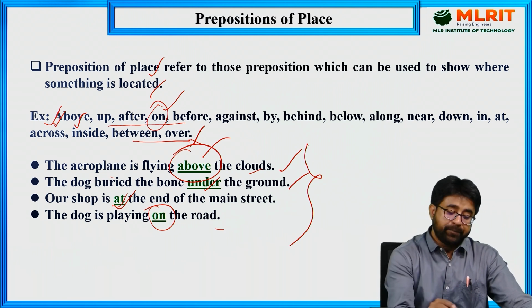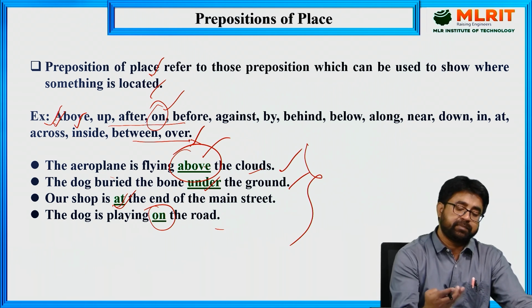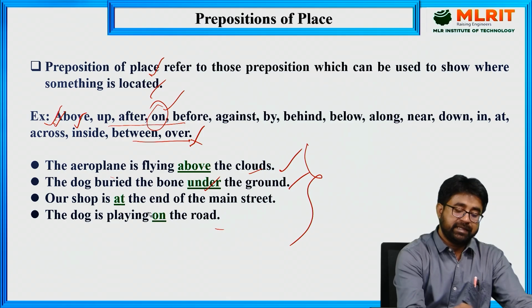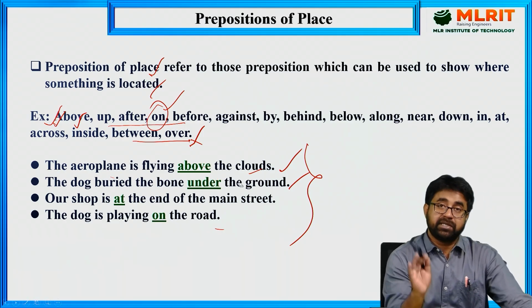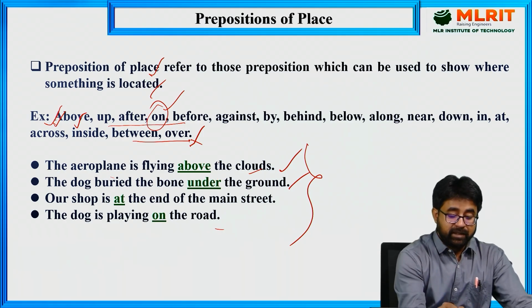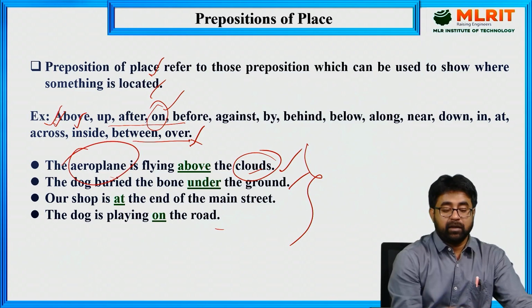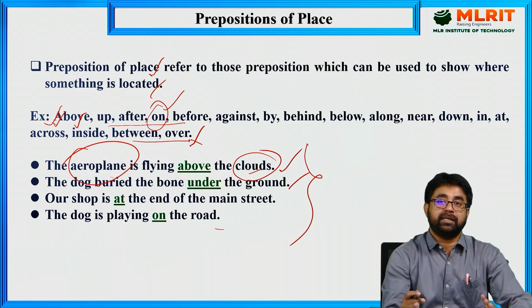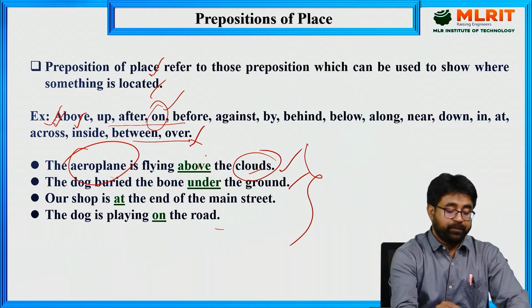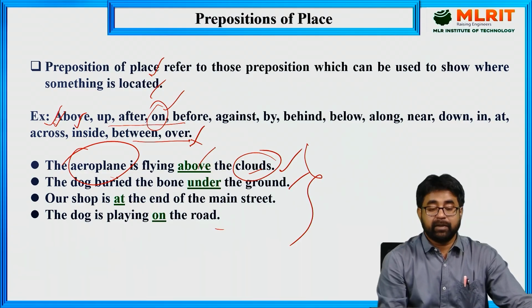Now why are they considered prepositions of place in these sentences? Because you can see they are establishing the relationship in terms of what? Place. So clouds and aeroplane, what is their position in terms of place, how are they actually connected? That's why they are known as prepositions of place.